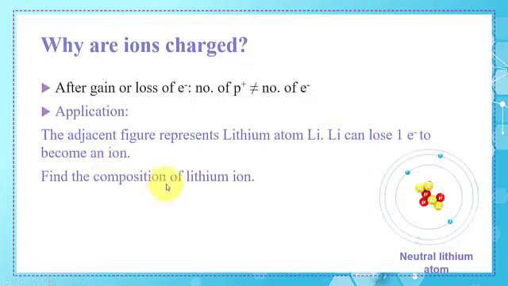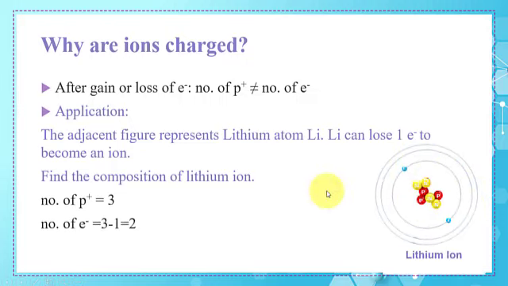So how to find the composition of lithium ion? The number of protons is equal to 3 because we don't have a change in the number of protons. Concerning the number of electrons, after losing 1 electron, as you can see in the figure, the number of electrons becomes 2 because 3 minus 1 is equal to 2. Concerning the number of neutrons, it remains the same.